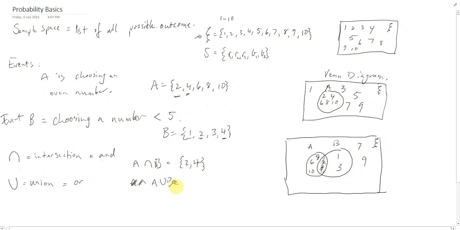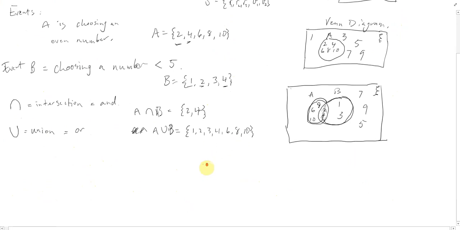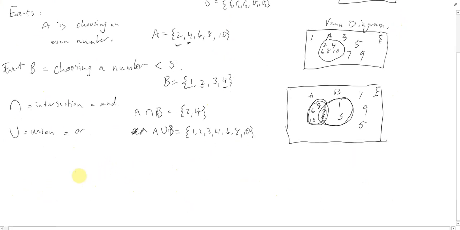A union B is if the event A happens or the event B happens. In other words, anything that occurs in this shape here will be a part of it. So that's quite a few possibilities: 1, 2, 3, 4. Oh, hang on, I've just realised that I've missed one. The 5 needs to be out here. 3, 4, 6, 8, 10. So there's a few elements in our union between A and B.